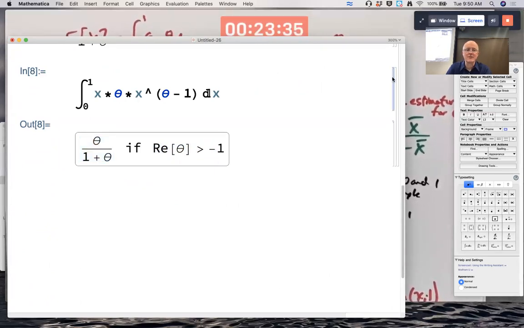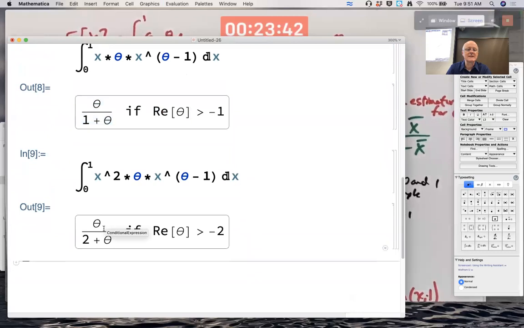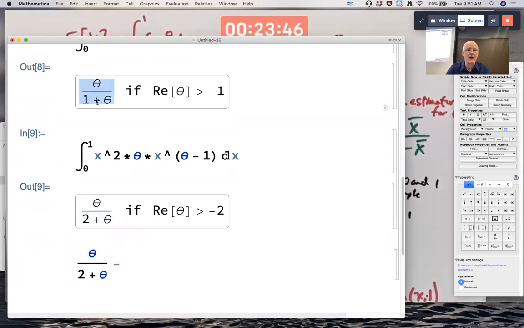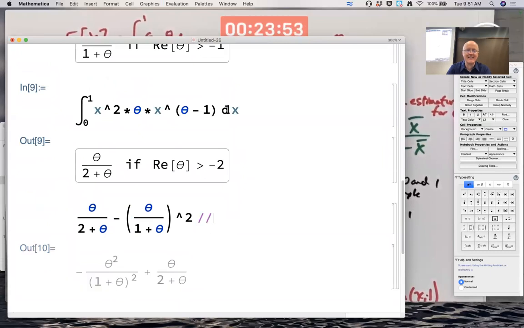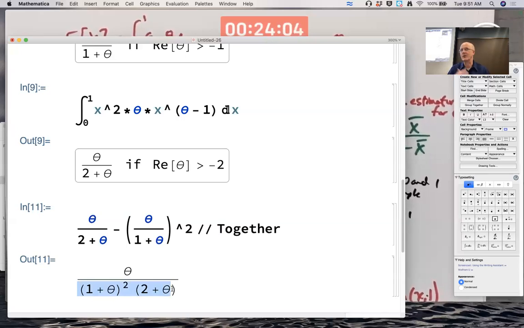There's the first moment, which confirms the mean. Second moment gives you this. And second moment minus first moment squared is complicated. In fact, the bottom of the fraction is a cubic function of theta. So it's not a simple variance. That's the variance. Square root of that would be the standard deviation.